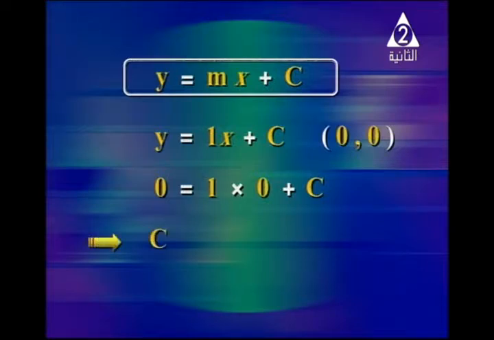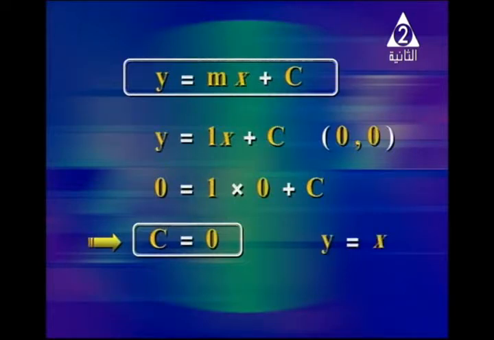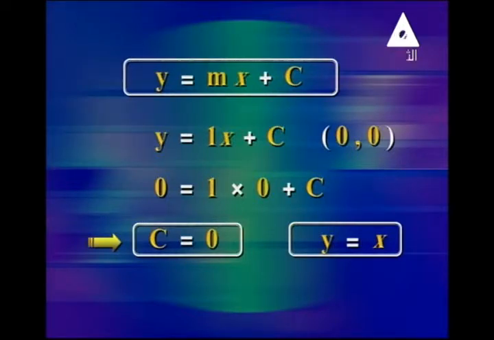Then you are going to obtain a result for c as 0. So we can say that y equals x. Or in other words, since this straight line is passing through the origin, the value of c is 0. And in this case, we can say immediately that y equals x.